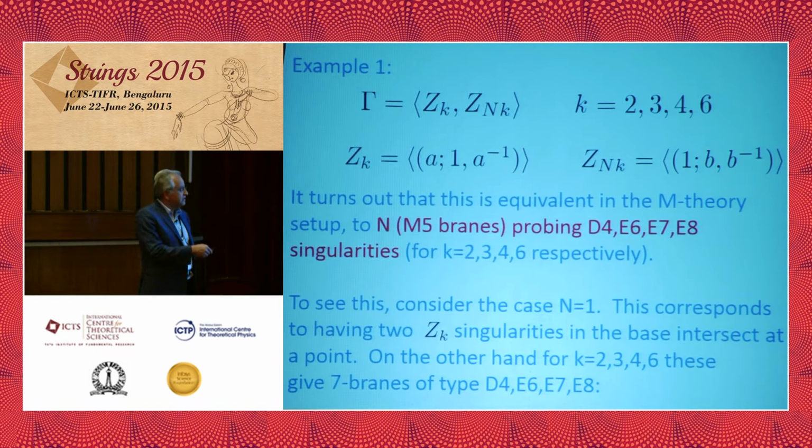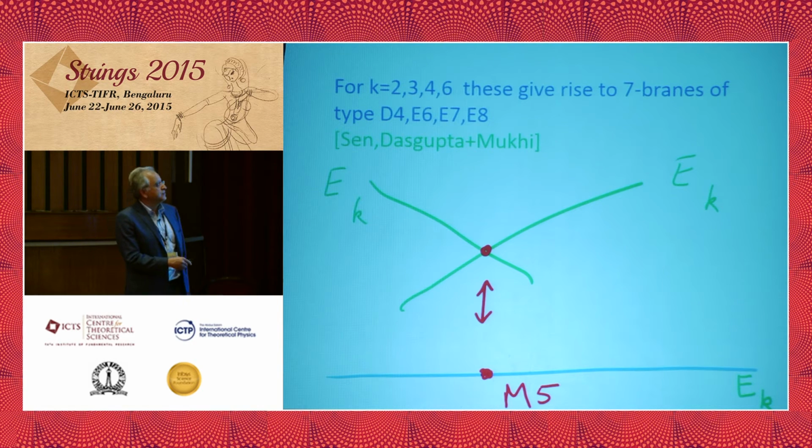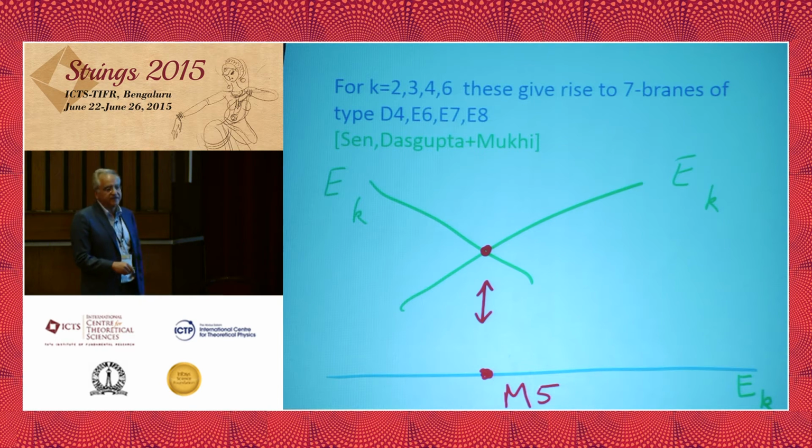To see this, consider the case n equals 1. So let me just take a simple case where n is 1. So you have Zk times Zk generating this group, where Zk is just 2, 3, 4, or 6. In this case, as was shown by Sen, Dasgupta, and Mukhi, depending on which orbifold you choose for the torus, you get different gauge symmetries, which in this case will be the singularity locus of some symmetry of the 7 brane. So you get an Ek type singularity.